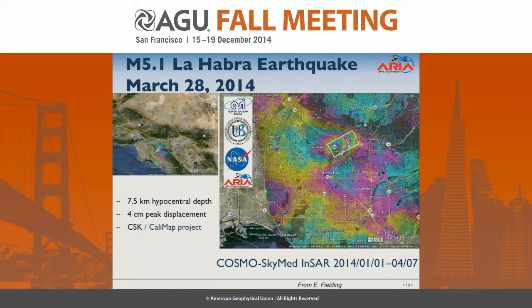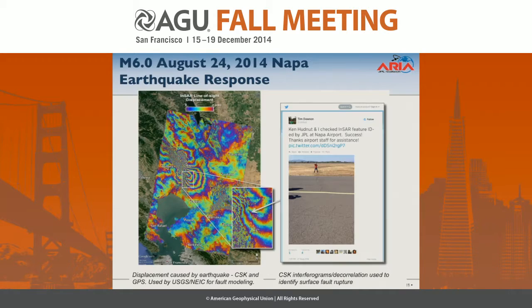Here are some examples of how we've been using the data for hazard response and hazard research, just how powerful this type of data can be. You can see here the magnitude 5.1 Habra earthquake. This happened in March of this year. It's a relatively small earthquake, but the Cosmo-SkyMed data is so good that we can see just 4 centimeters of displacement with this. And you can use this to help refine our fault models and understand what fault this earthquake occurred on and how that would affect the future seismic hazard in LA.